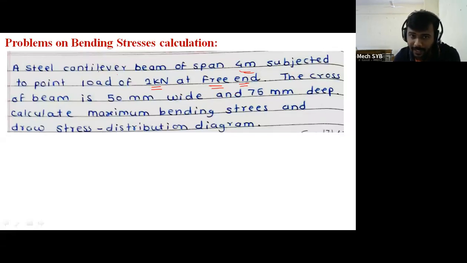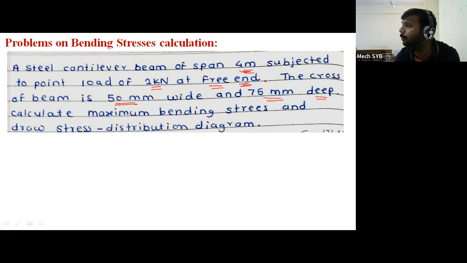So here the cantilever beam is there. That cantilever beam is having total length 4 meter and it is subjected to the point load of 2 kilonewton at free end, and we have that standard case, that is cantilever beam with point load at free end. The cross section of the beam is 50 mm wide and 75 mm deep.